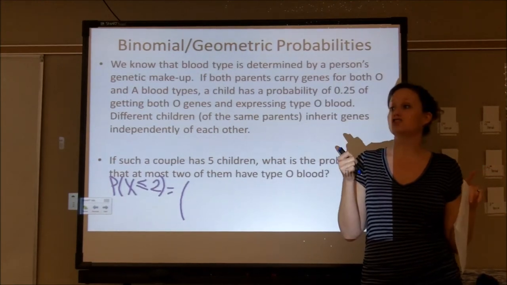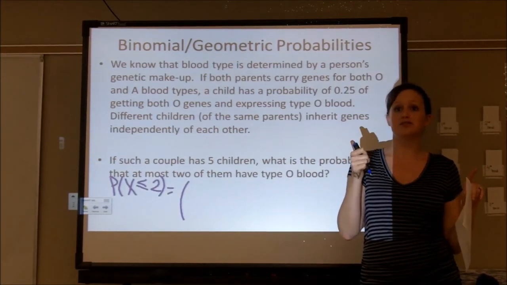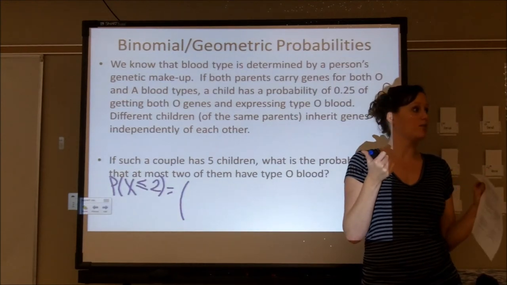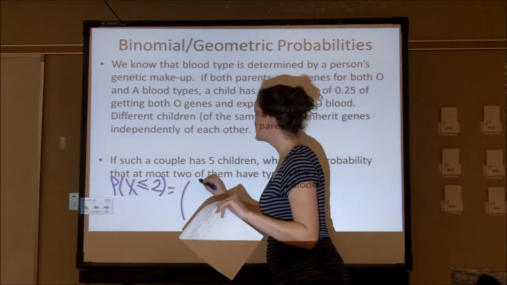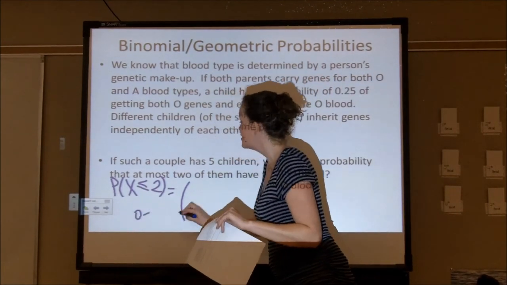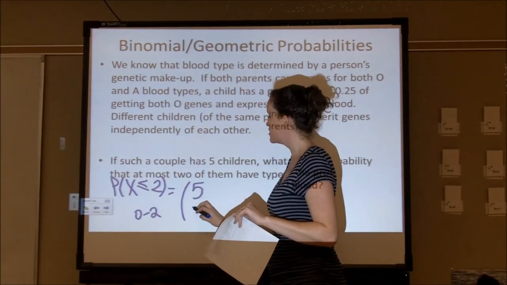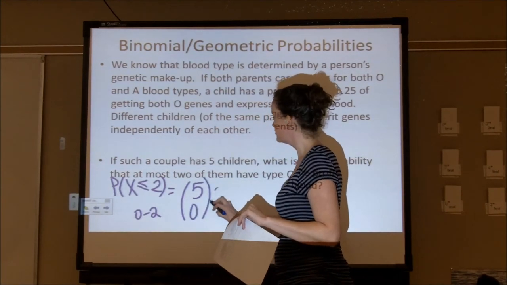Good. I remember that we could start with zero. Okay? We can start with zero. Zero type O blood kids. Is that possible? Of course it is. So I'm going from zero to two. So I'm going to do the zero term. Five, what goes here? Zero.